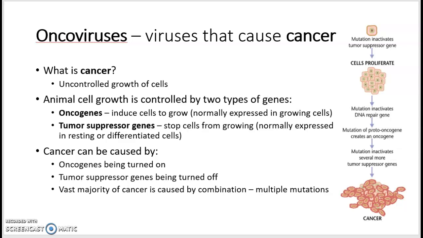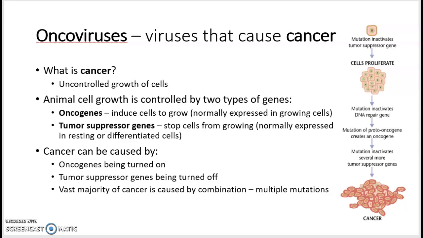Cancer is a different disease. What is cancer? Cancer is caused by the uncontrolled growth of cells. If you can imagine an animal that's made of trillions of cells, the growth of those cells has to be controlled very carefully to make those cells work together. And cell growth in animals is controlled by two types of genes. Oncogenes, which are genes that induce cells to grow, so these are normally expressed in growing cells, and tumor suppressor genes that stop cells from growing. These are normally only expressed in resting or differentiated cells.